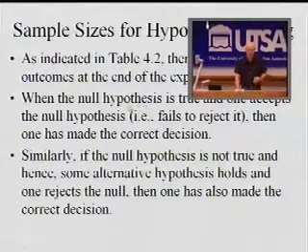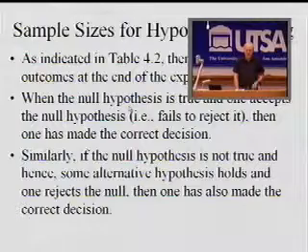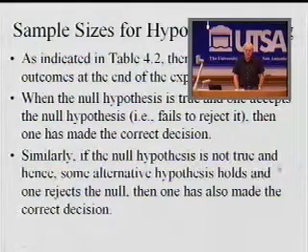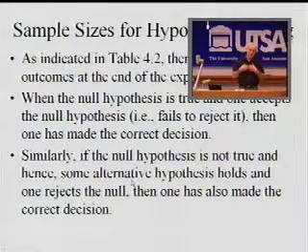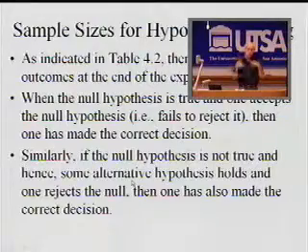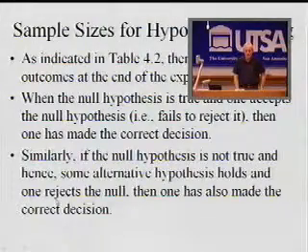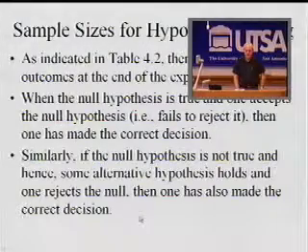But if it's true, if we fail to reject it and that's true, then there really is no difference between our treatment groups. Similarly, if the null hypothesis is not true, and hence some alternative hypothesis holds, so the statistical alternative hypothesis is actually our scientific hypothesis saying there is going to be a difference, and one rejects the null hypothesis, then one has also made the correct decision.